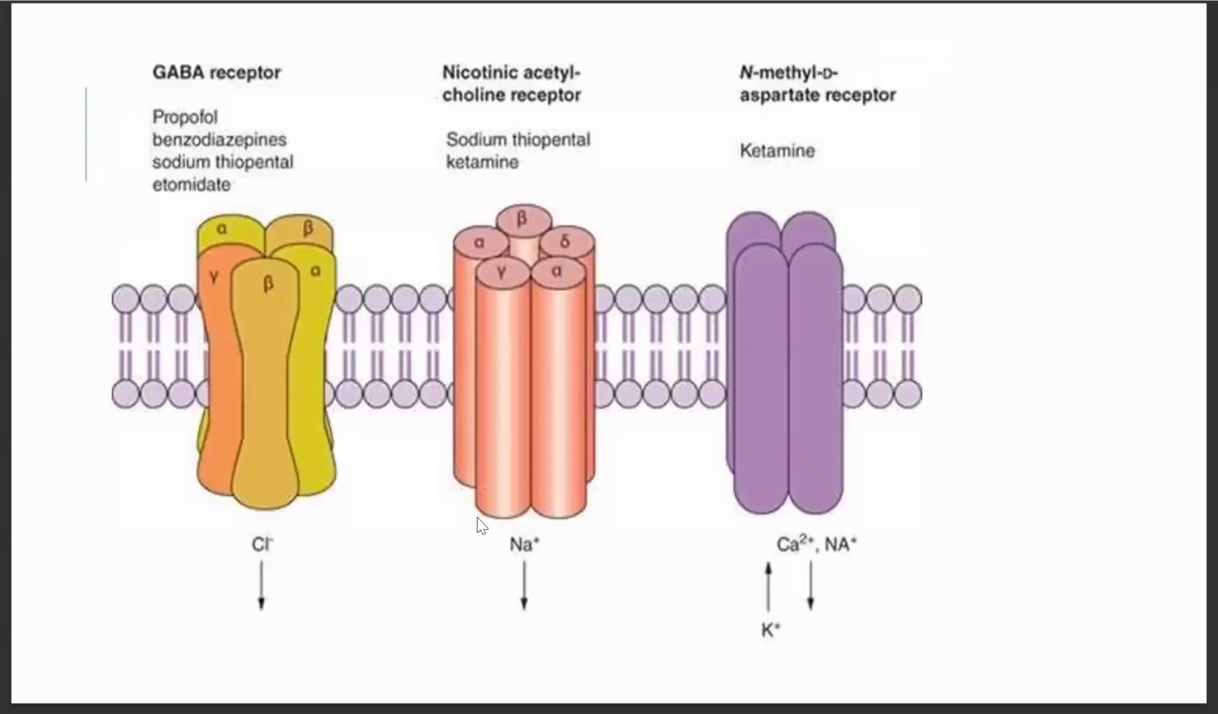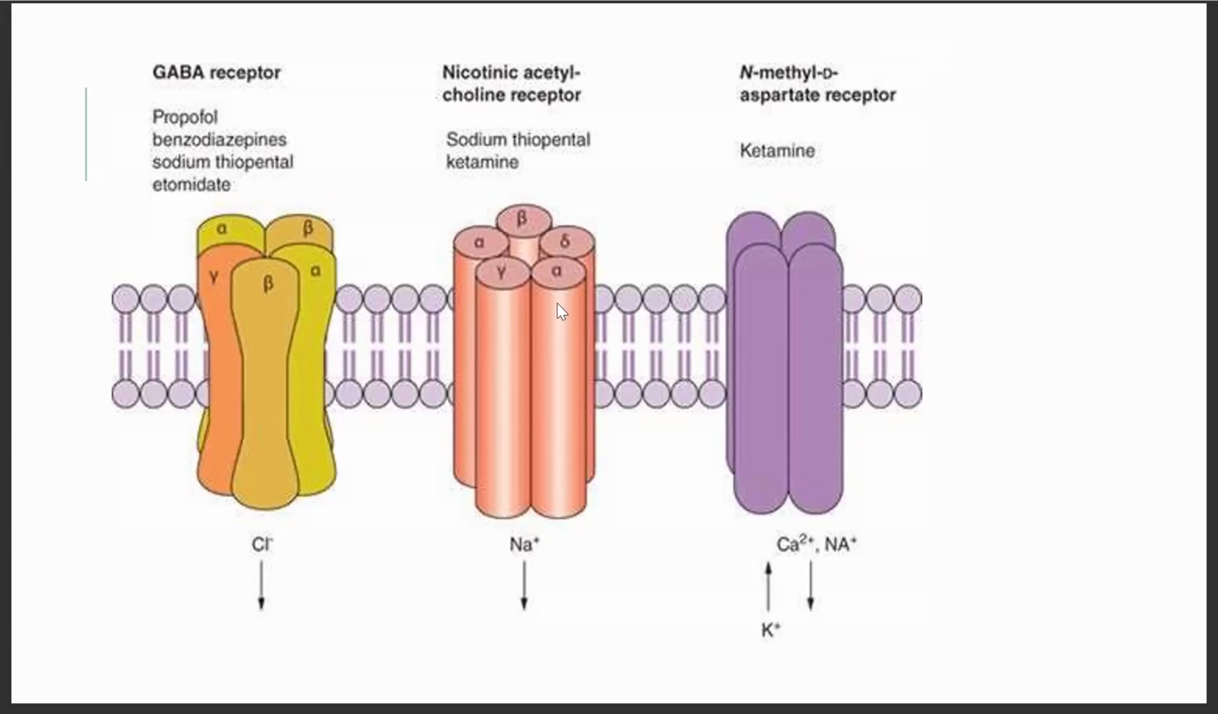Now we look at this slide. There are three types of receptors, each with its own personality. Number one, the yellow receptor: the GABA-A receptor. Its type is an inhibitory receptor, and it opens chloride channels causing hyperpolarization. Drugs affecting it are propofol, benzodiazepines, sodium thiopental, and etomidate.